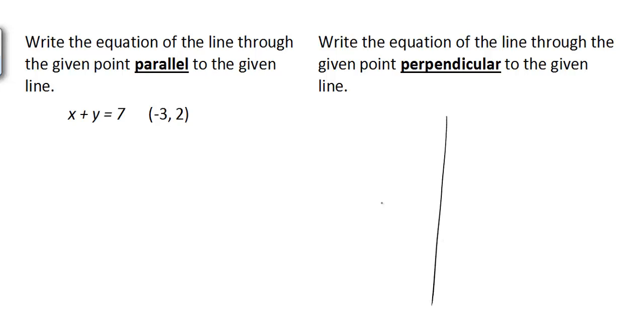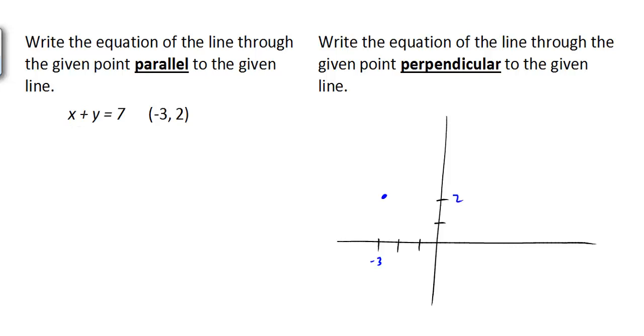So let me draw this out. If we find the point negative 3, 2, that means we're going to go over 3 and up 2. So there's our point at negative 3, 2. We want to find the equation of the line that goes through this point so that it is parallel to this given line, x plus y equals 7.